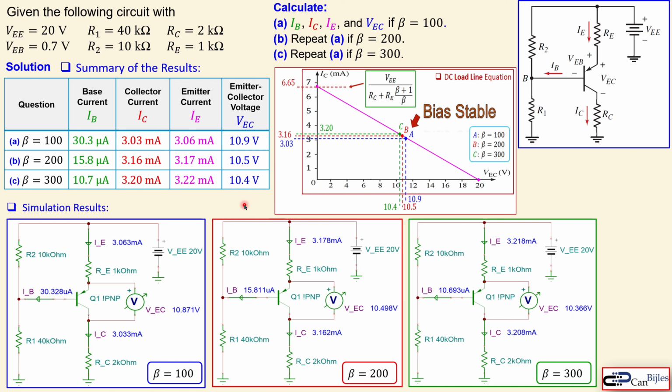So you see the simulation results do confirm the calculations very nicely, and you see 3 different values for 3 different betas, the current gain of the PNP transistor. Alright, this is for this example number 5 about the PNP transistor circuit having 4 resistors for bistable design.